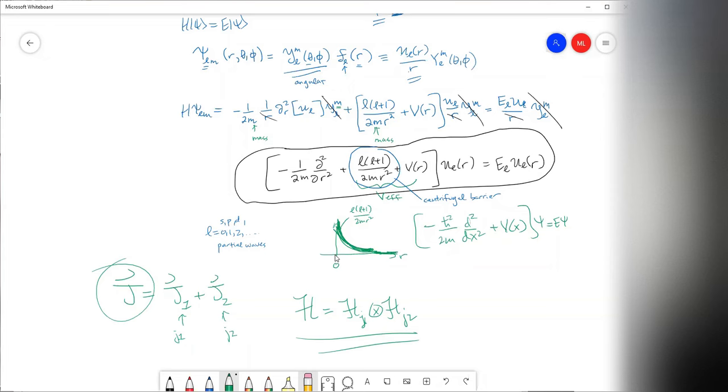So what we will be skipping, I guess, is the hydrogen atom. But hopefully you've seen that before, and we'll also cover it in the next semester.